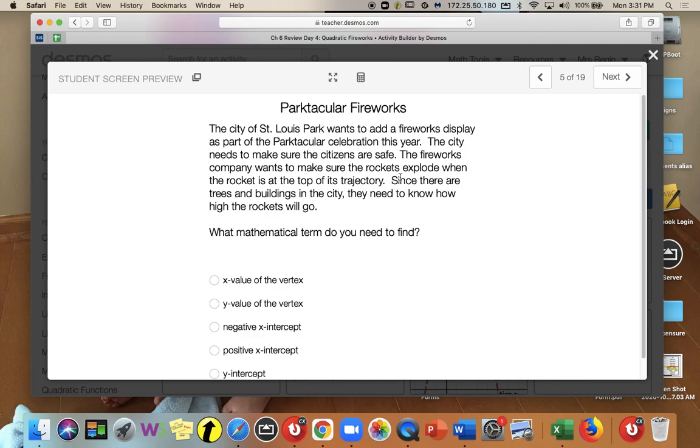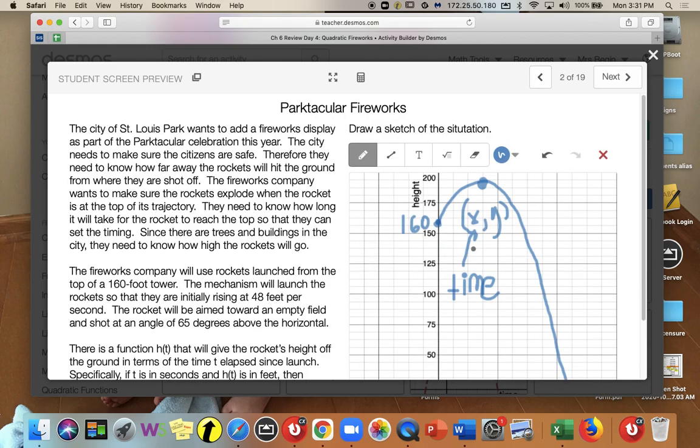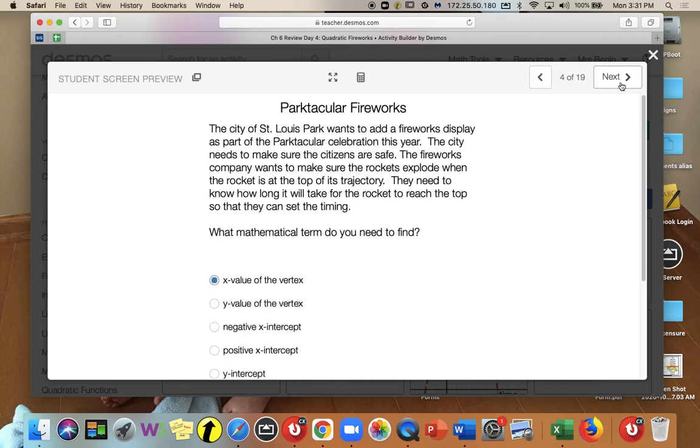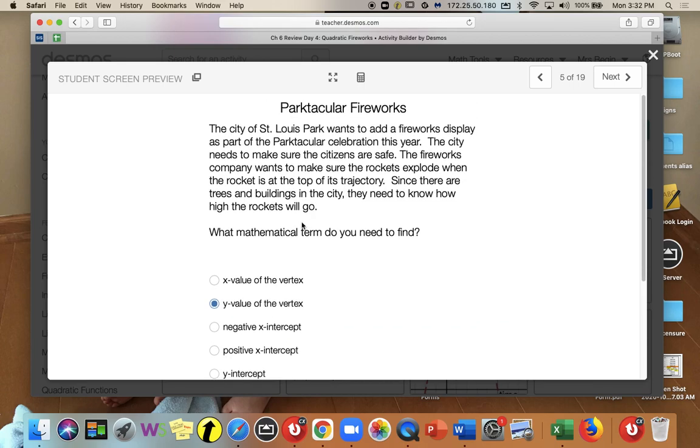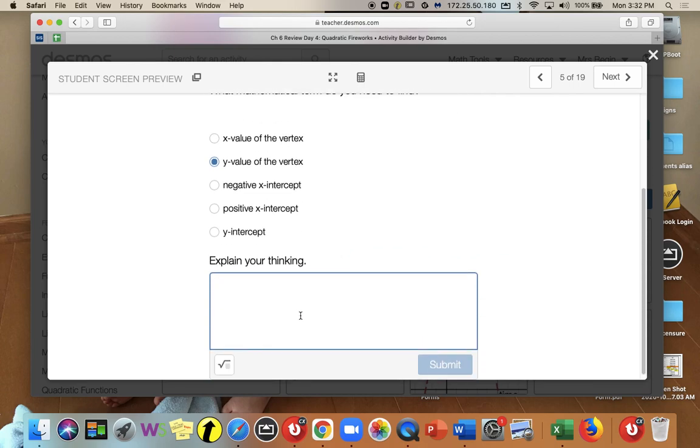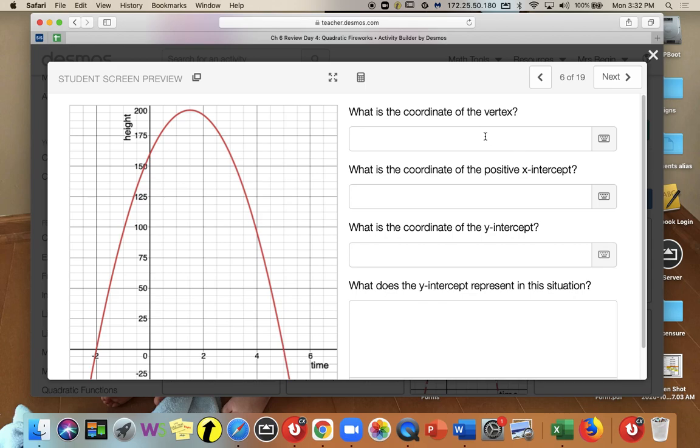Okay, the city needs to make the firework. Since there are trees and buildings, they need to know how high the rocket will go. So again, one was time, and one is how high will it go. So that's going to be the y value, which is the range or the dependent variable. So this will be the y value of the vertex, because it's the dependent variable of the vertex. What is the coordinate of the vertex?